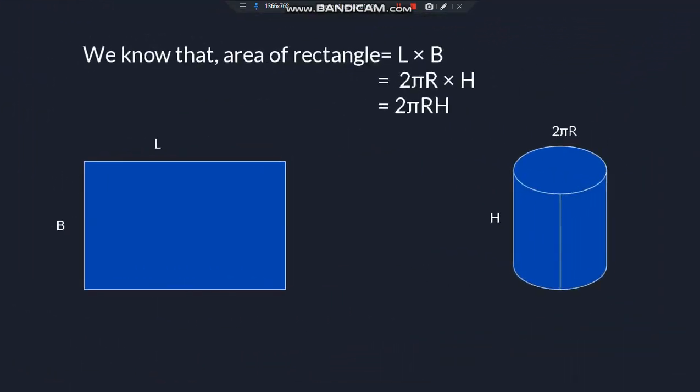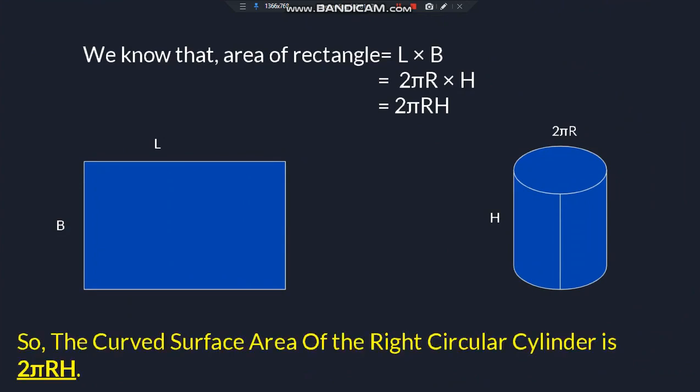We all know that the area of the rectangle is L into B, which is length into breadth. Putting the values of the cylinder in the formula of rectangle, we will get 2 pi r into h, that is 2 pi rh. So from here we have got the formula of the curved surface area of the right circular cylinder, which is 2 pi rh.